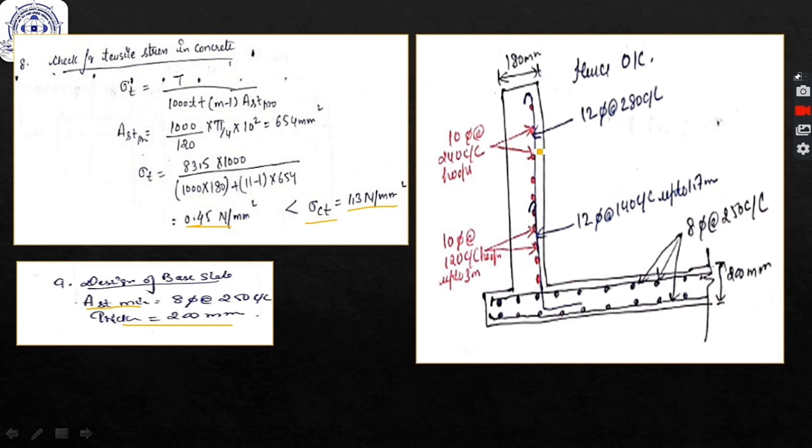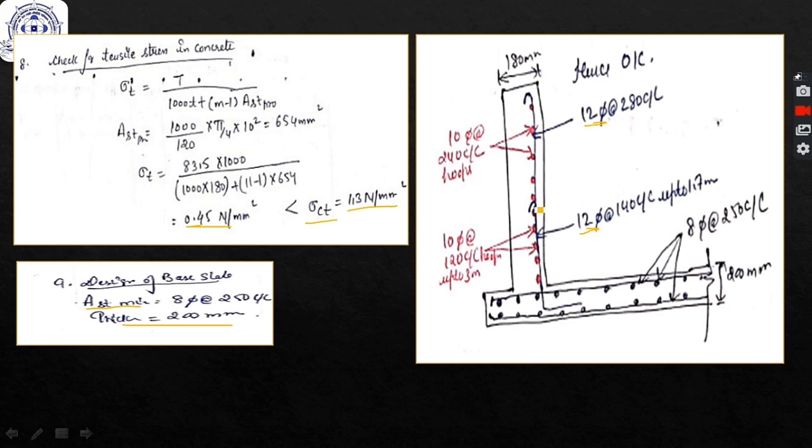This is the vertical reinforcement of full height. This is the vertical reinforcement of height up to 1.7 meter. I think this is 16 mm dia, so you will write here 16. Now these are the hoops provided, 10 mm diameter at 120 center to center.